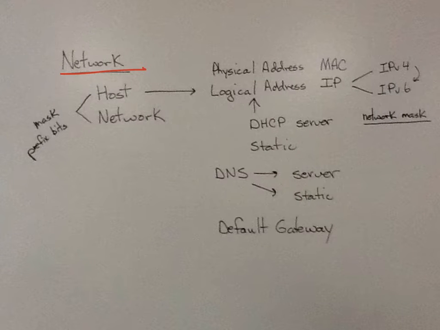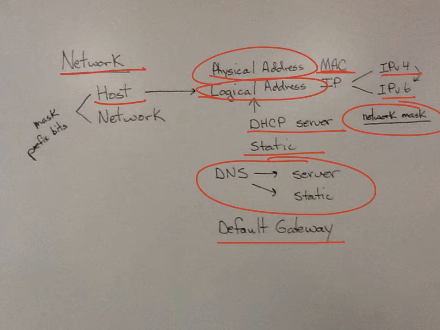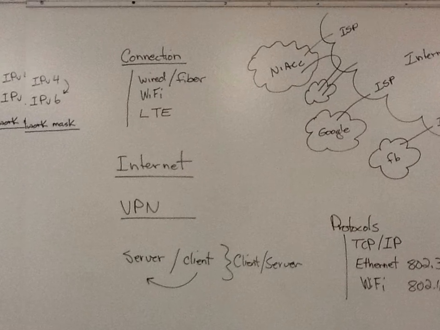We had a whole section on networks. We talked about the host, we talked about logical addresses, DHCP or static. We talked about DNS, and we talked about default gateway. Comparison IP4 and 6. Physical address, media access control. Network mask, determining what network the logical address is on. So we also talked about prefix bits.